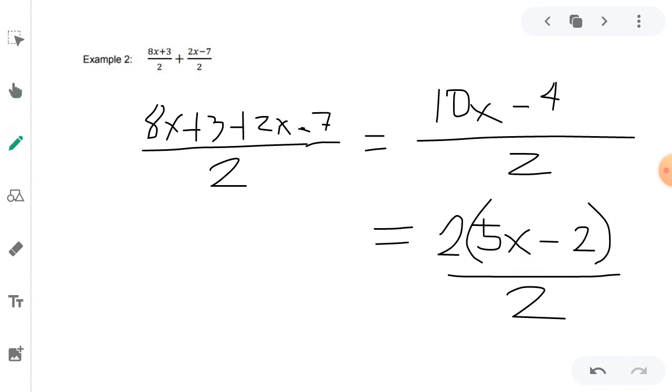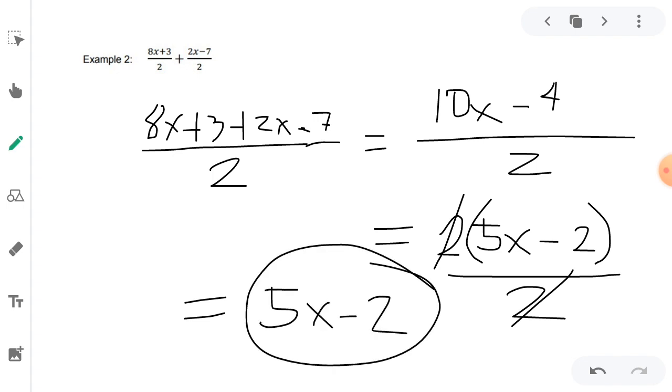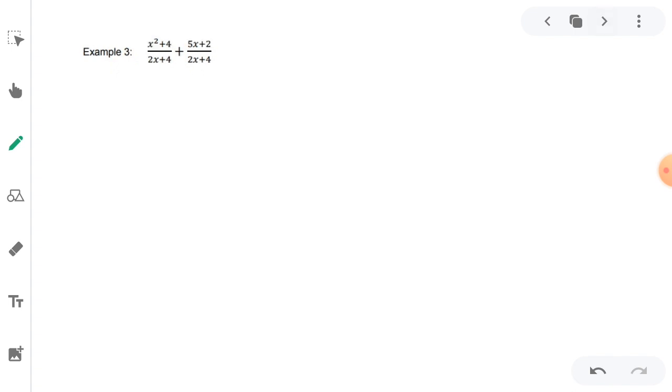So, what is the next step? Yung constant natin dito na 2 is similar sa ating denominator, or they are both divisible by 2. So, cancel natin 2 and 2. So, the answer is 5x minus 2. So, ganun lang yung pag-solve sa ating example number 2. So, how about an example number 3?